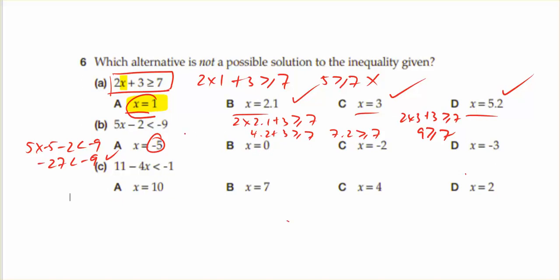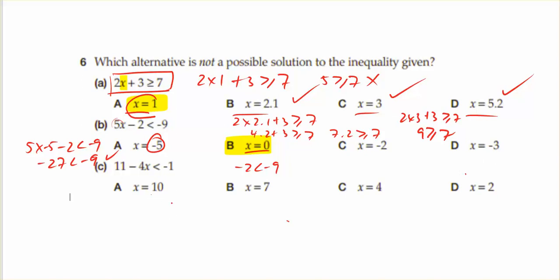X equals 0. So if I sub in x equals 0, the 5x disappears, so you get -2 is less than -9. No. -2 is not less than -9, because -9 is more negative, so B would be your answer here. And you can test C and D, and you'll find a similar result, because if I substitute -2 in, 5 times -2 is -10, -10 minus 2 is -12, and -12 is indeed less than -9, and similar for -3.